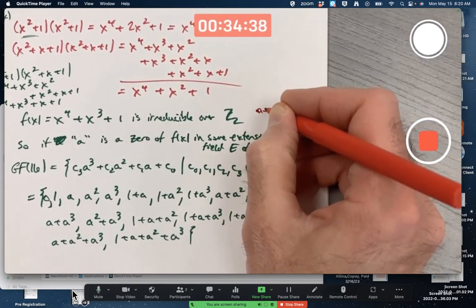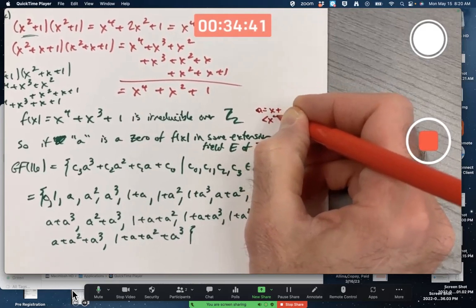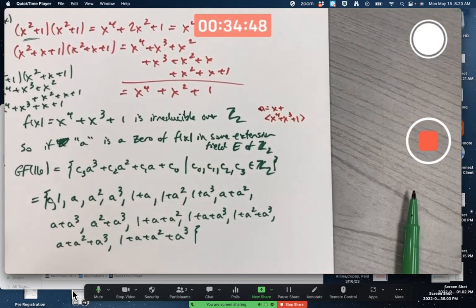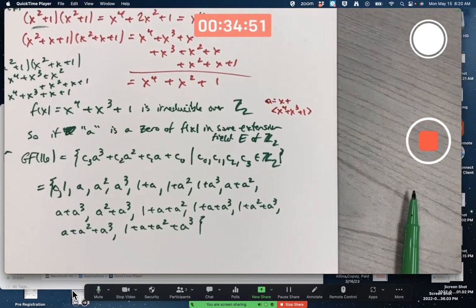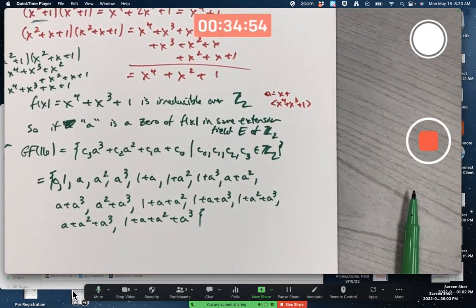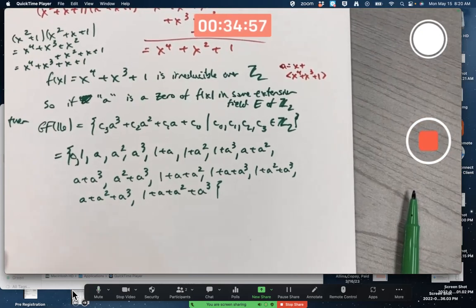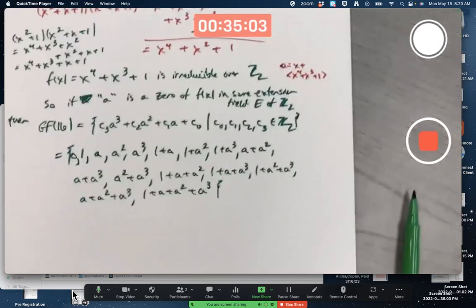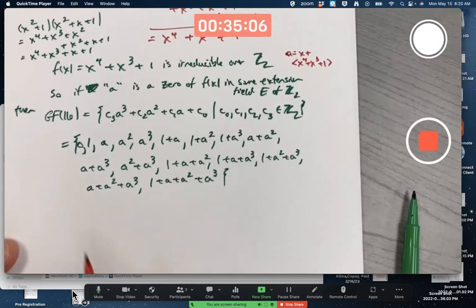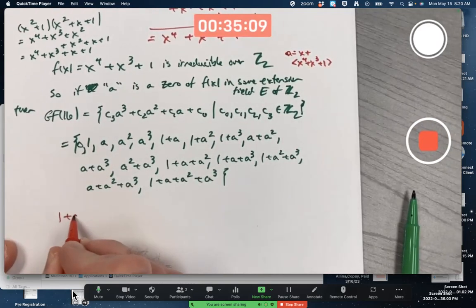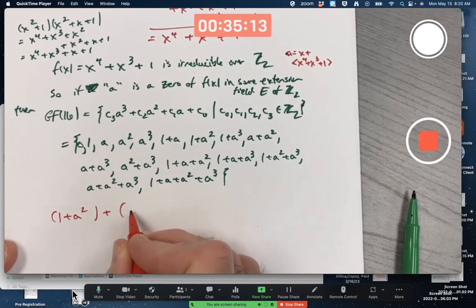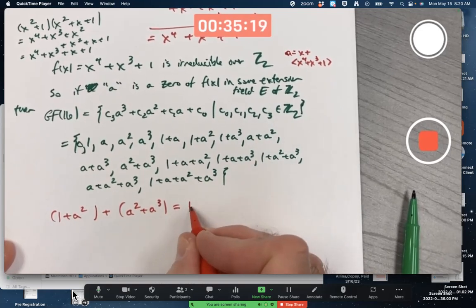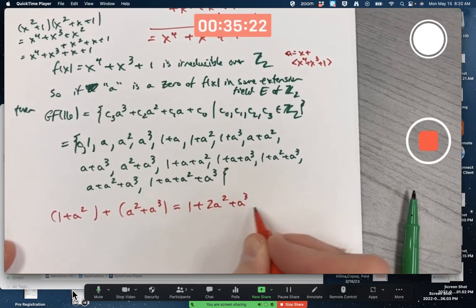A could be x plus the principal ideal generated by x to the 4th plus x cubed plus 1. That could be what A is. But it's so time saving not to bother writing it as a coset all the time. Writing elements in here as linear combinations like this makes it really easy to add them. For example, 1 plus A squared plus A squared plus A cubed. Just add them like they're polynomials. And yes, you should mod the coefficients by 2.